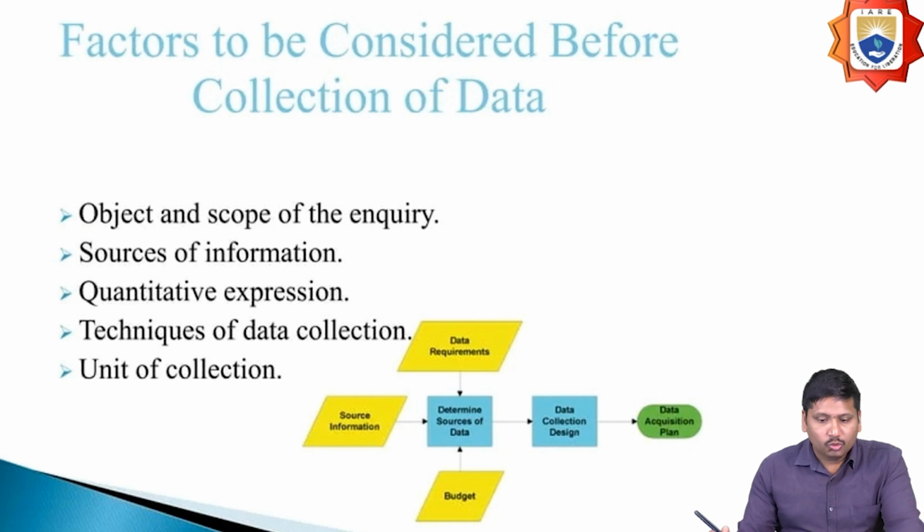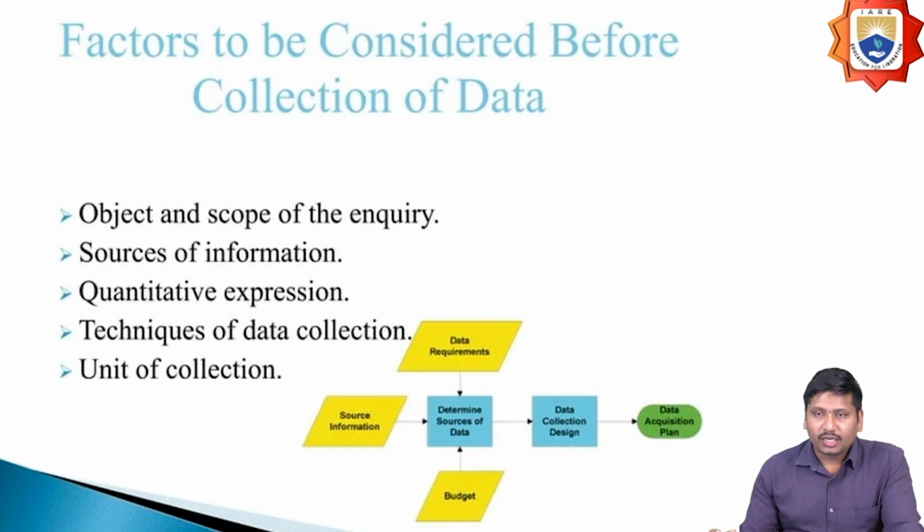What are the factors to be considered before collection of data? First, the objective and scope of the inquiry are very important. The sources of information, whether primary or secondary, have to be identified. Quantitative expression has to be considered, along with the techniques available for collecting data. In the previous video I discussed the techniques available for collecting data, and we also have to consider units of collection.